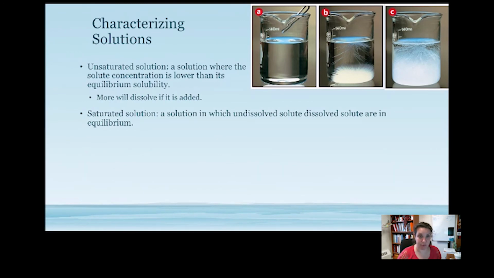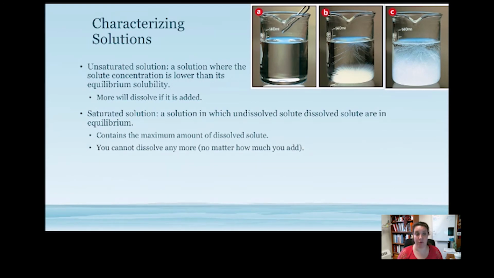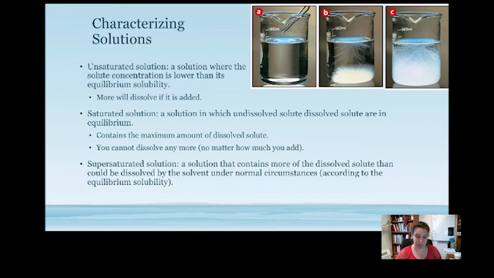If we have a saturated solution, we have an equilibrium process going on where undissolved solute is in equilibrium with the dissolved solute, and this is where we have the maximum amount of dissolved solute. In this case, we cannot add any more. So no more will dissolve. So we are at a system at equilibrium.